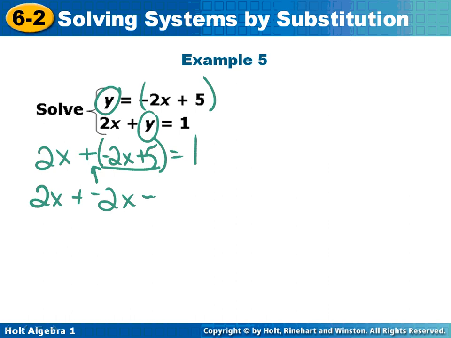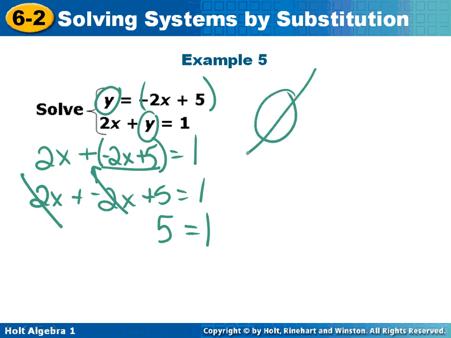2x plus negative 2x plus 5 is 1. And do you see how these x's cancel? I'm left with 5 equals 1. Well, the last time I checked, 5 is never going to equal 1. This problem has no solution.